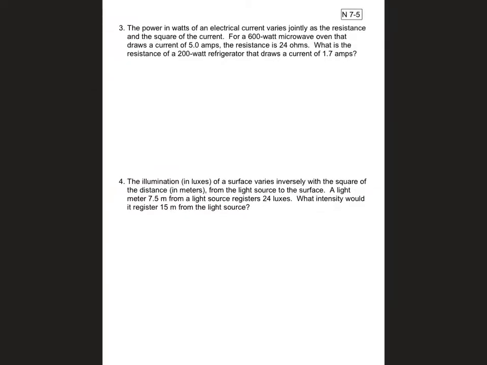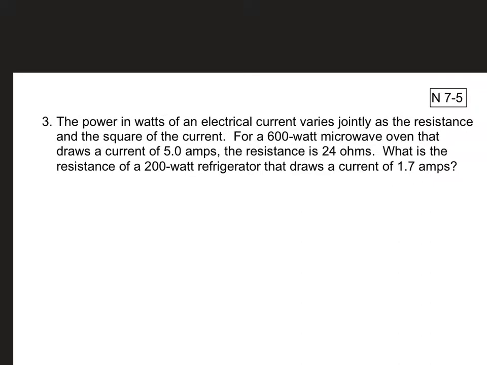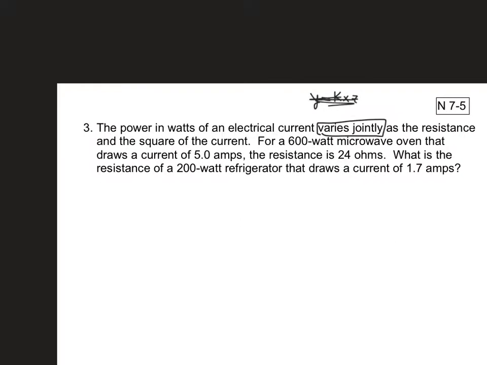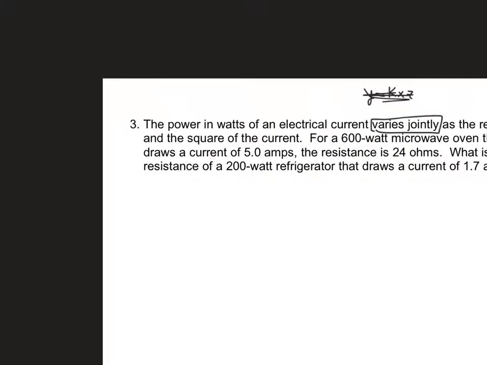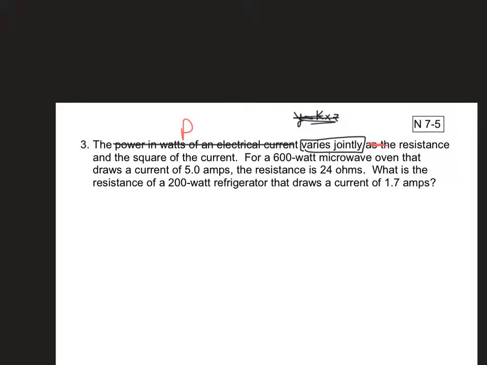They get a little bit longer, but not any big deal. Just take it slow. The power in watts of an electrical current varies jointly. So this is jointly where we're going to have like Y equals KXZ or something, okay? So something like that, as the resistance and the square of the current. So I'm going to say power in watts. I'm going to just call that P. So P varies jointly as, we'll say R for resistance, and the square of the current.